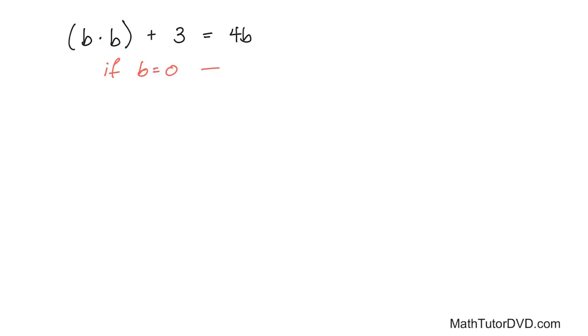What happens? Well, on the left-hand side, we're going to open that parentheses up, and it's going to be 0 times 0. And then we'll have the plus 3 out here. And on the right-hand side, it'll be 4 times, and I'll put the dot here to make sure you understand, b is equal to 0.